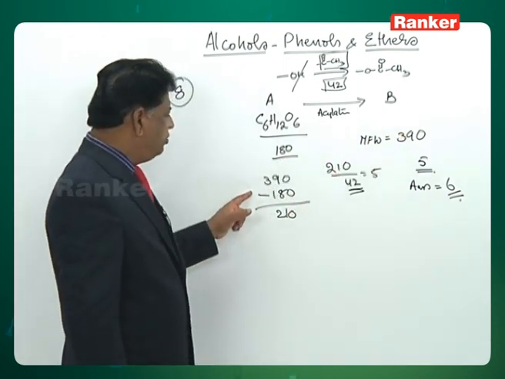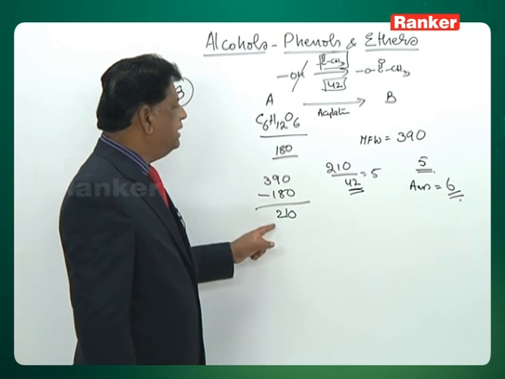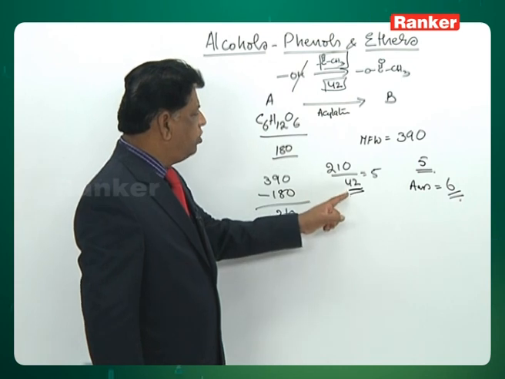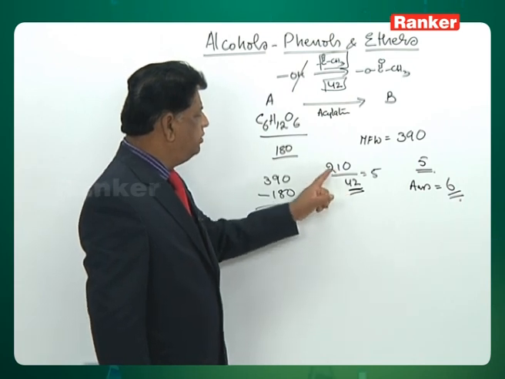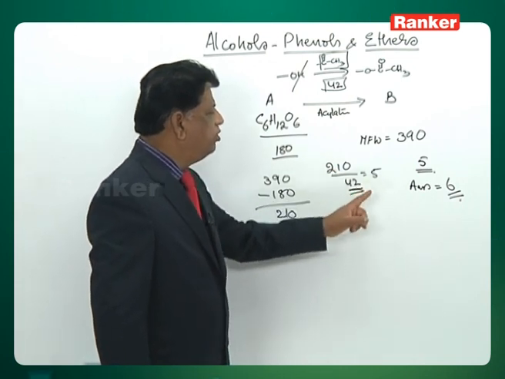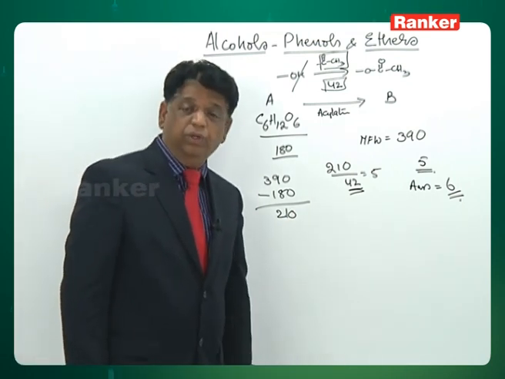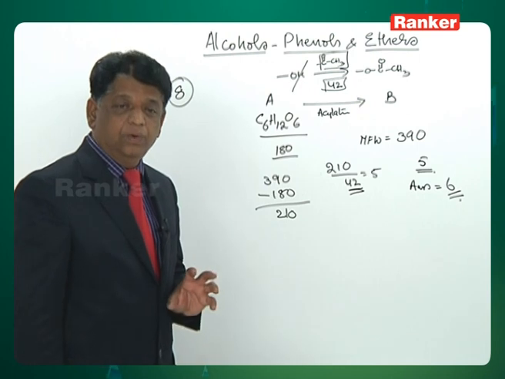So 390 minus 180 means 210 is increased. That 210 is increased by 42 for every group. So how many groups? 210 divided by 42 is 5. So therefore 5 OHs must be there. Glucose and fructose both have 5 hydroxy groups.